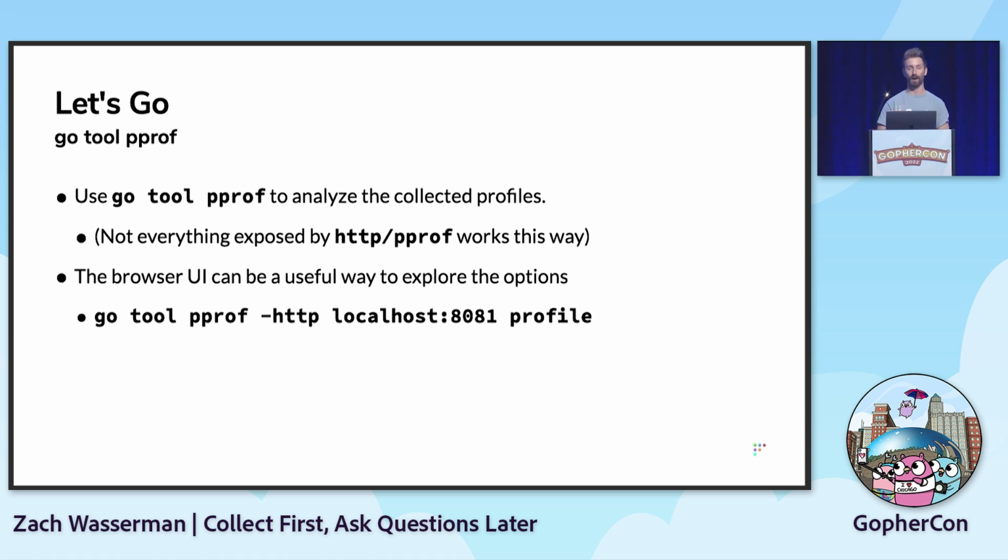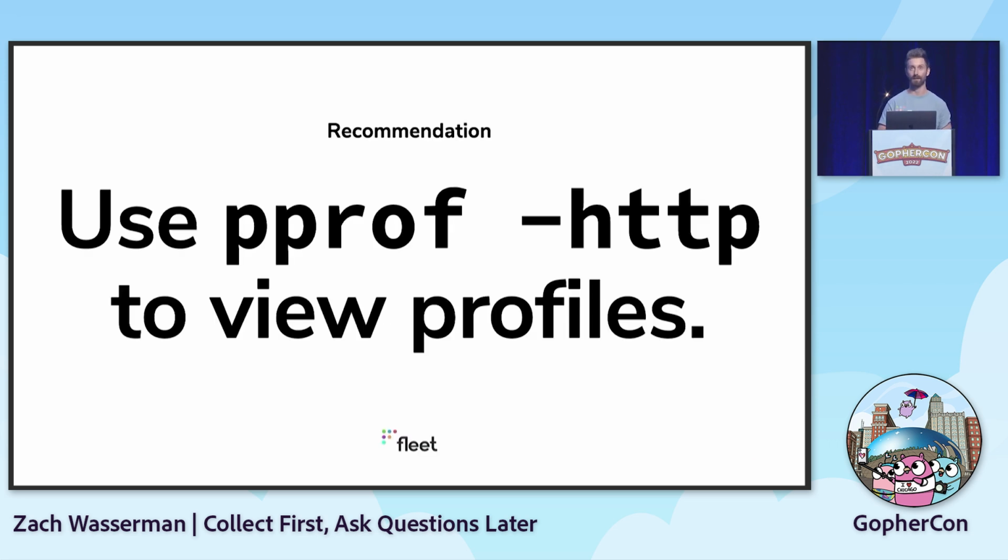Once you've got the file, then you'll want to use go tool pprof to analyze the collected profiles. That's not true for everything. Some of these things are plain text, but go tool pprof interprets a number of these profiles. There's a really useful browser UI for exploring the actual collected profile. I highly recommend using this. So this is another recommendation. Use that go tool pprof -http command to view the profiles that you generate.